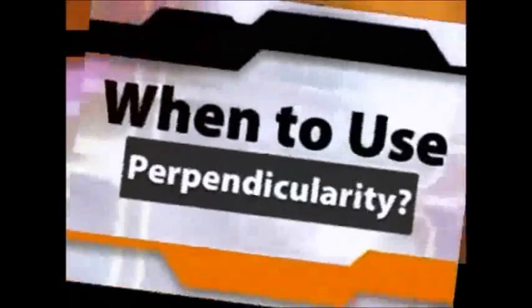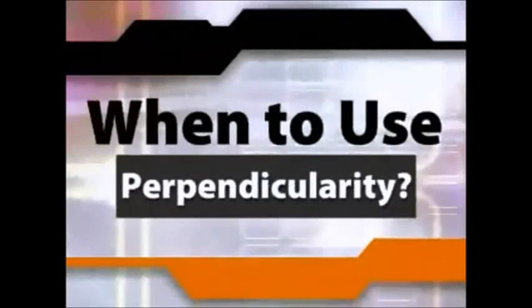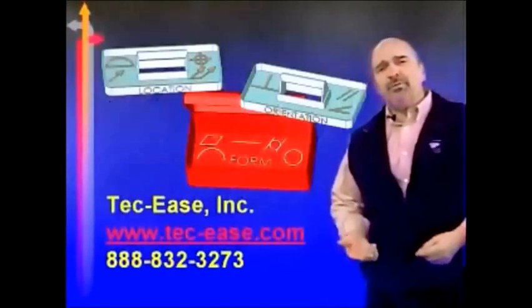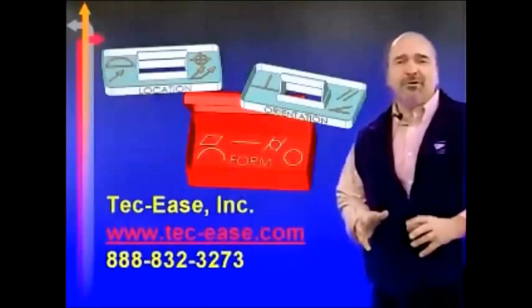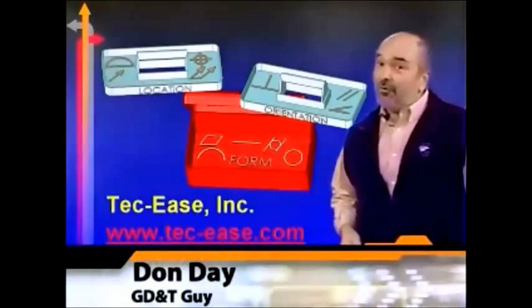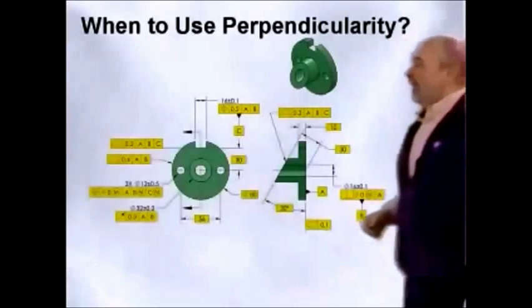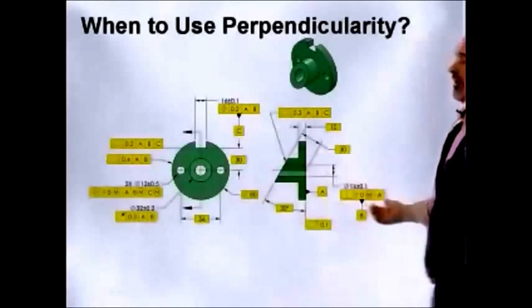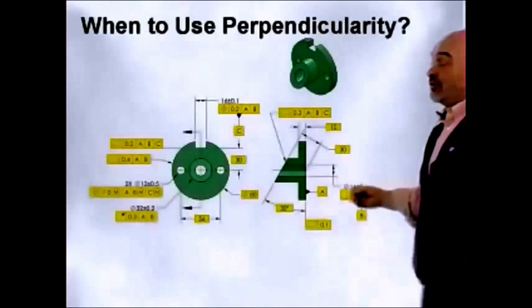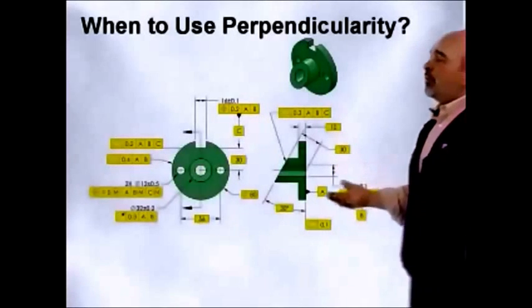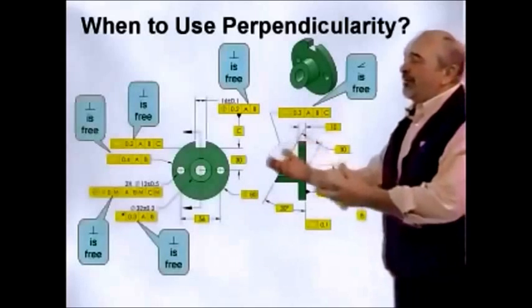A lot of you have asked why I don't have more tips on perpendicularity, or any of the orientation tolerances for that matter. Well, the reason is there isn't a whole lot to say. If we take a look at this drawing, yeah, I have perpendicularity on a secondary datum feature because that's its relationship back to the primary. But beyond that, I don't need perpendicularity usually because I get it for free.